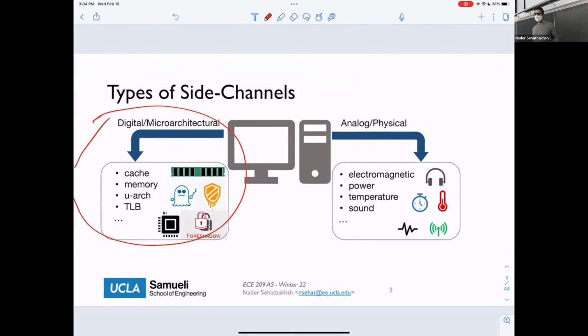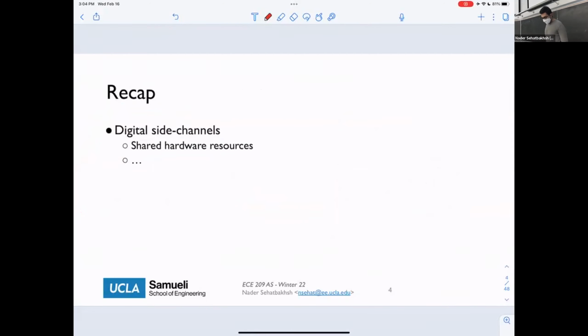And then hopefully by reading papers, you get a better idea of what's going on in other channels, including GPUs and so on. And we also saw how we can use side channels to extract other important information, including weights for machine learning, et cetera. So now let's talk a little bit more about the physical or analog side channels.